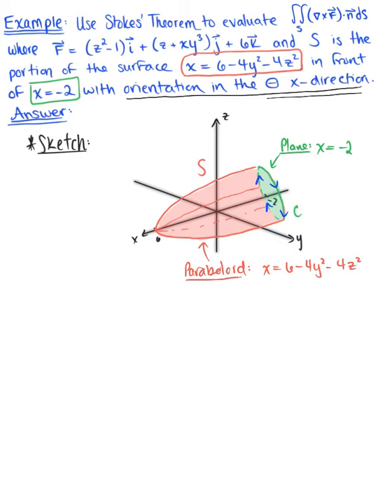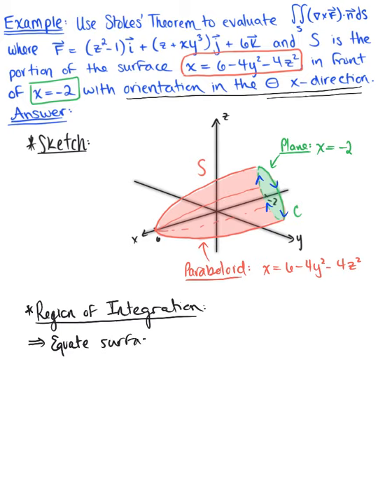All right, so we are ready now to think about our region of integration. What does this look like in the plane? Since we have two surfaces here that are intersecting, to find our region of integration we need to equate the surfaces. In other words, since x equals x, we have negative 2 equals 6 minus 4y squared minus 4z squared. And we want to solve this.